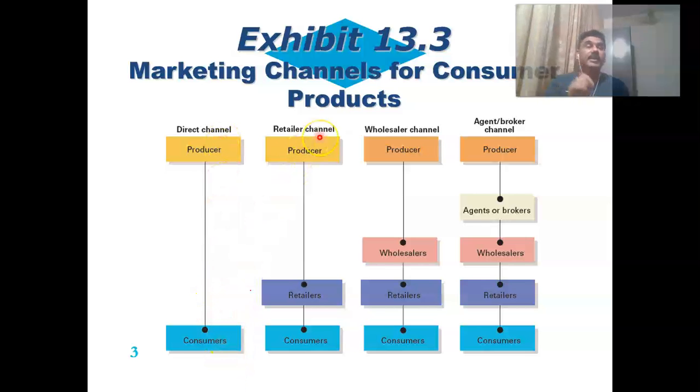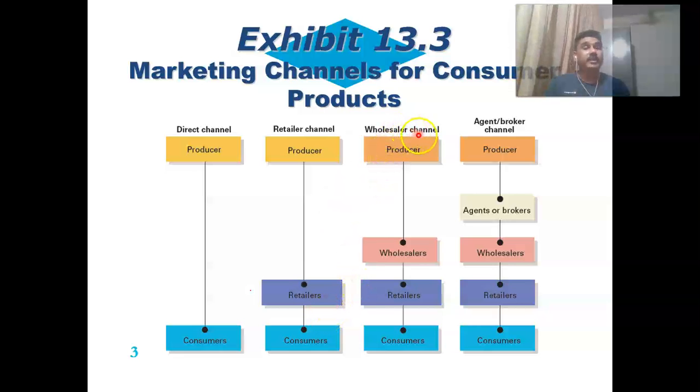Then the second one is the retailer channel, where between producer and consumer, only the retailers are there. So after the producer, the ownership of the products goes to retailers, because retailers have purchased that product from the producers on their own, and then they're selling that to the consumers after getting a certain margin percentage, right?